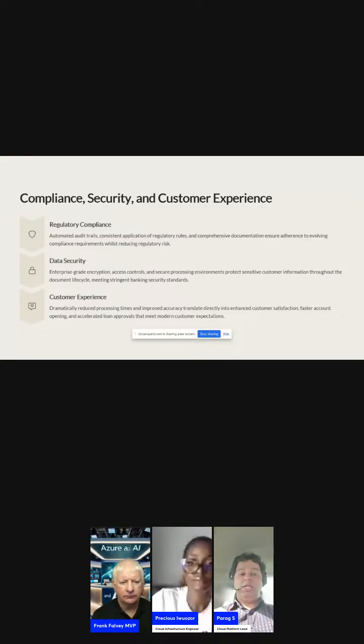Last but not the least is the customer experience, because dramatically reduced processing times and improved accuracy translate directly into enhanced customer satisfaction, faster account opening, and accelerated loan approvals. That meets customer expectations, and that's definitely going to help increase the business for the bank as well.